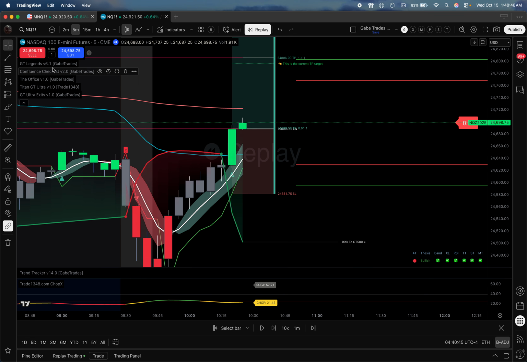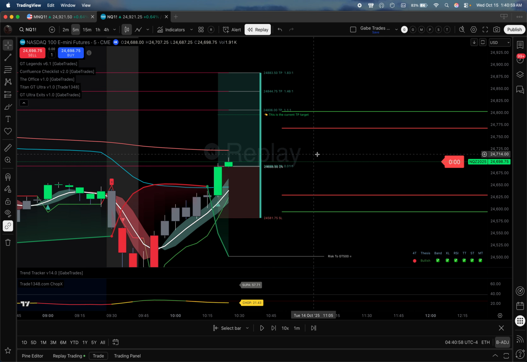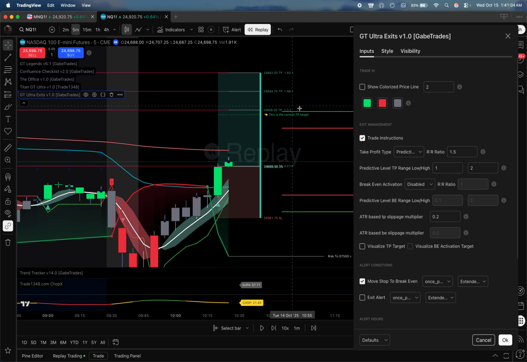Right, so that is the new thing in Titan GT Ultra. It will also give you a quicker trade design and you also have a better risk profile. You're less likely to get stopped out. Okay, now moving on to the GT Ultra exits. We wanted to talk about how this current take profit target is set up. GT Ultra has three types of take profit signals that you can use. You have the predictive levels, you have a risk to reward ratio, and you have a trailing exit.